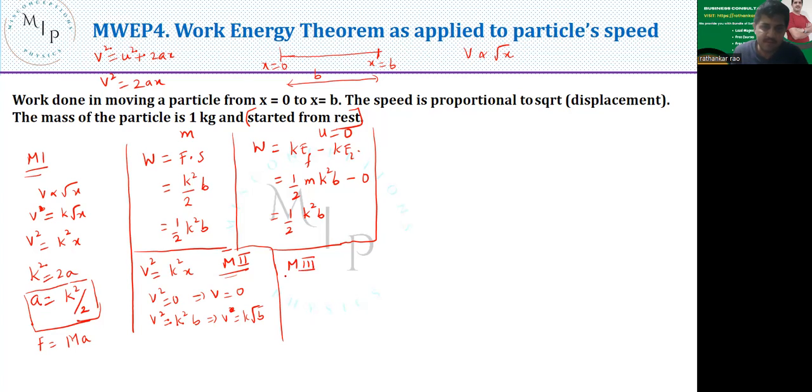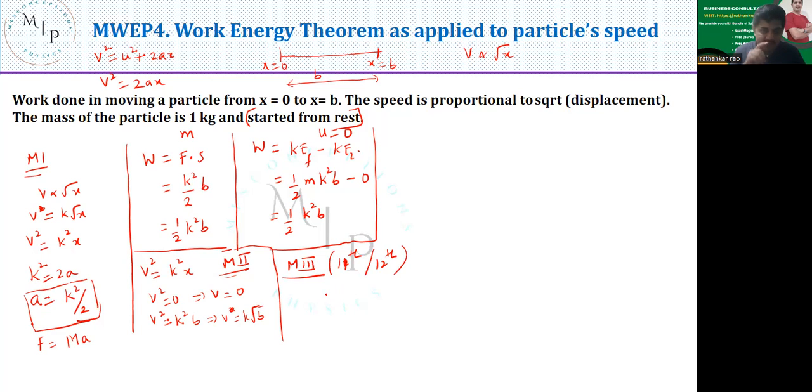Now let us go with the third method, which I would not advise for a 9th or 10th grade student to look at. This could be useful for a 12th grade student, 11th or 12th. In 11th or 12th, you learn calculus. I assume that you know a little bit of calculus over here.